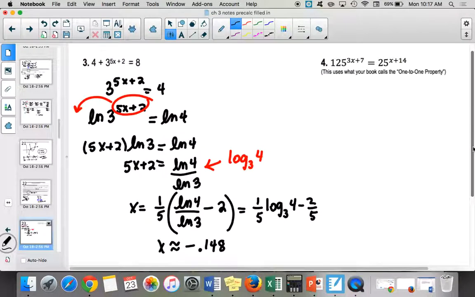All right, so number 4, it says this uses what your book calls the one-to-one property. So it's when you try to get things to have the same base. If you recognize that 25 and 125 can both be written with a base of 5, so 125 is 5 cubed, 25 is 5 squared, then you're good to go on this problem. So I have 5 cubed raised to the 3x plus 7 has to equal 5 squared raised to the x plus 14.